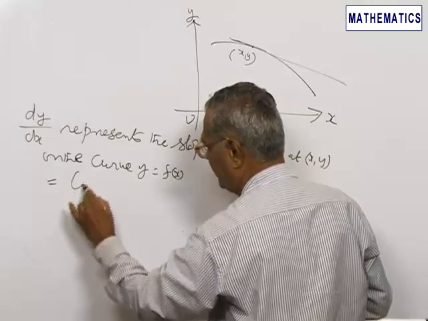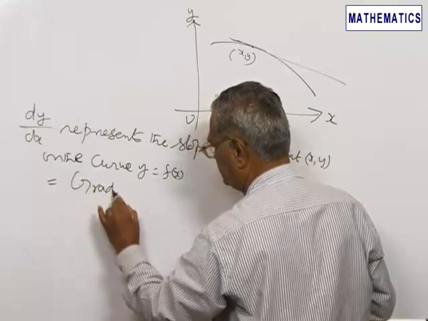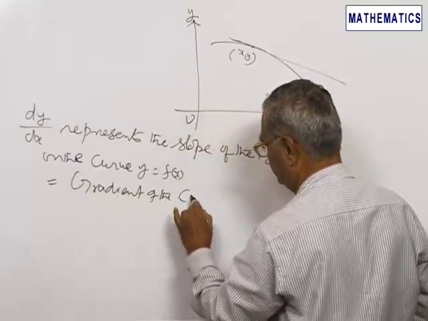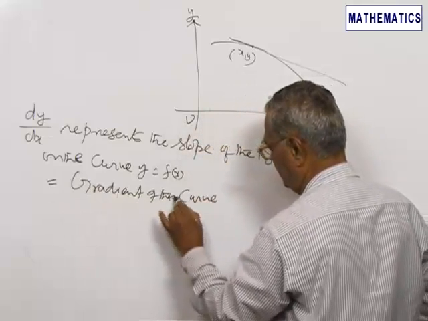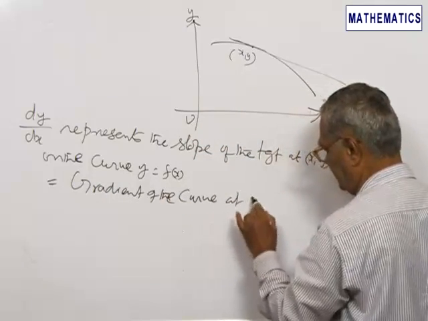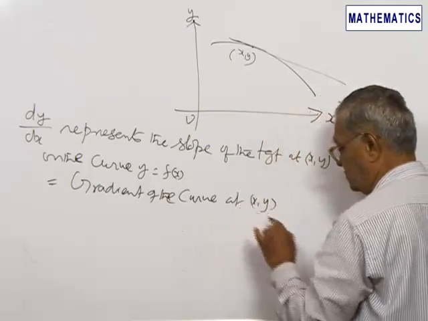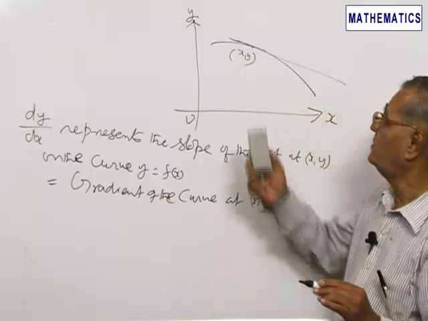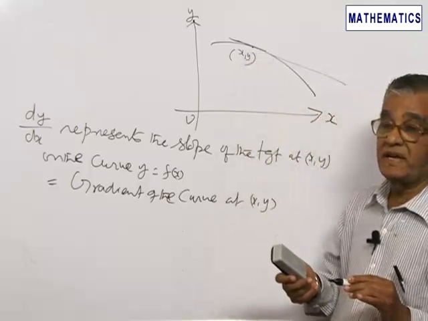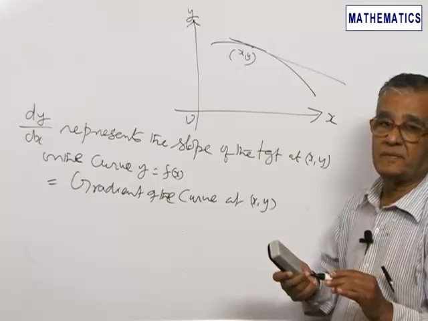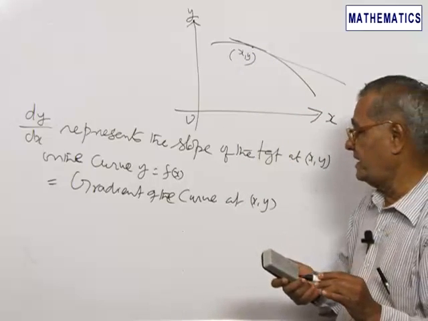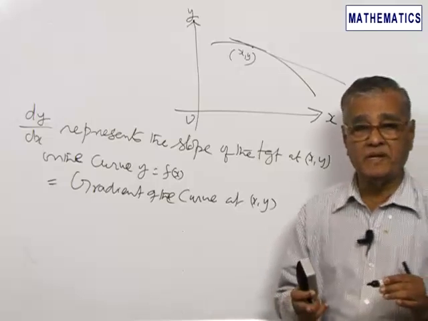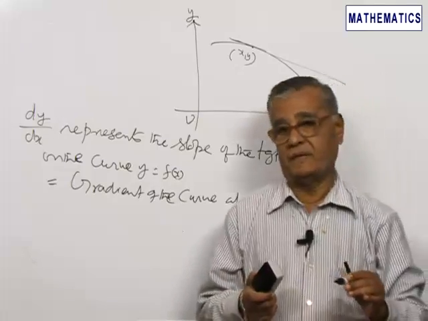It is also the gradient of the curve at x comma y. So slope and gradient are one and the same. To emphasize, we say the slope of the tangent at the point x comma y, and we simply say the gradient of the curve at the point x comma y. This is the geometrical meaning of dy by dx.